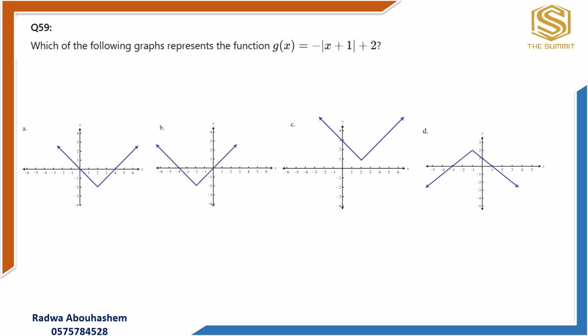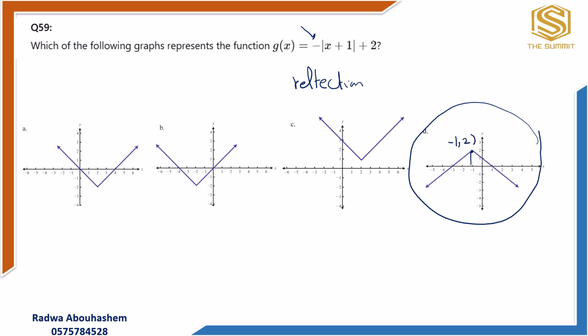Okay, here, which of the following graphs represents the function g(x) equals negative the absolute value of x plus 1, plus 2? Negative here means that you have a reflection. So which graph has a reflection, without any hesitation? This one. And as you see here, the vertex is (-2, 1). It matches the equation.